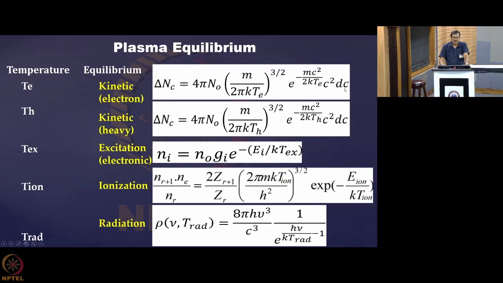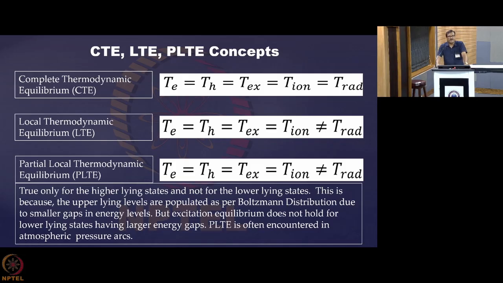So these are basically the Maxwellian kind of distribution, and this is the electronic excitation, and this is the ionization equation, and this is the radiation equation. Now, each of them involves one temperature, and those temperatures are listed over here. When we say complete thermal equilibrium, we essentially say that the electron temperature, heavy species temperature, excitation temperature, ionization temperature, and radiation temperature, all of them are the same.